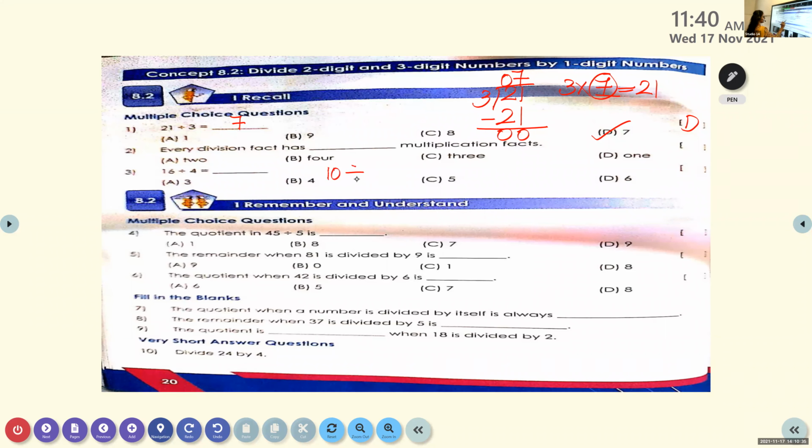10 divided by 2. Is it 1 or 2? Are you sure? Okay. Every division fact has 2 multiplication facts. Write the spelling of 2. Put a tick mark on A and write A in the bracket.